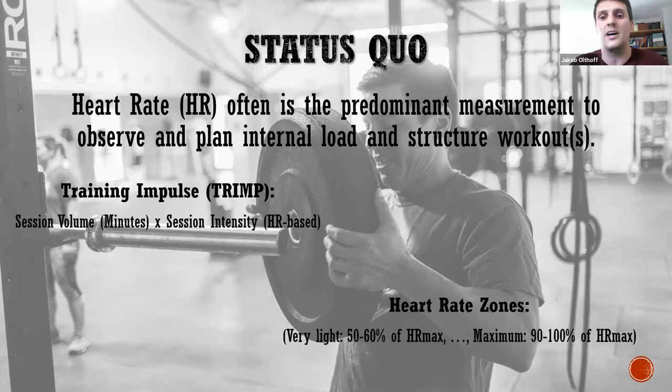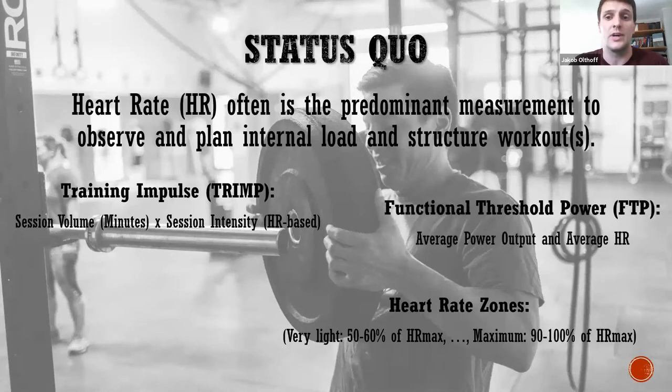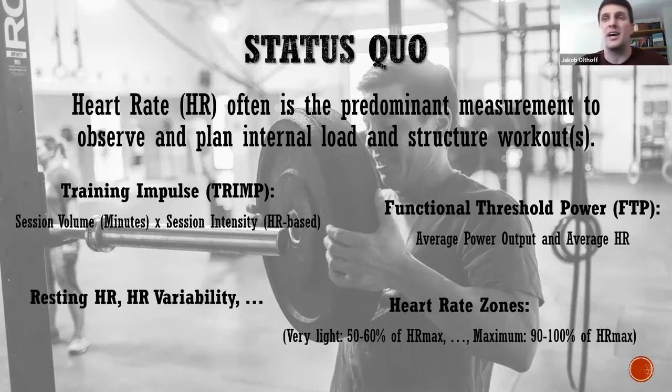We have something like heart rate zones to stick to a certain intensity within our session. We have a functional threshold power, usually used by cyclists. And then we have heart rate derivations like resting heart rate, variability, and so on. And I'm not saying, please don't get me wrong, that this is all bad or useless. Myself, I'm having a strap around my wrist here, which is using heart rate variability.